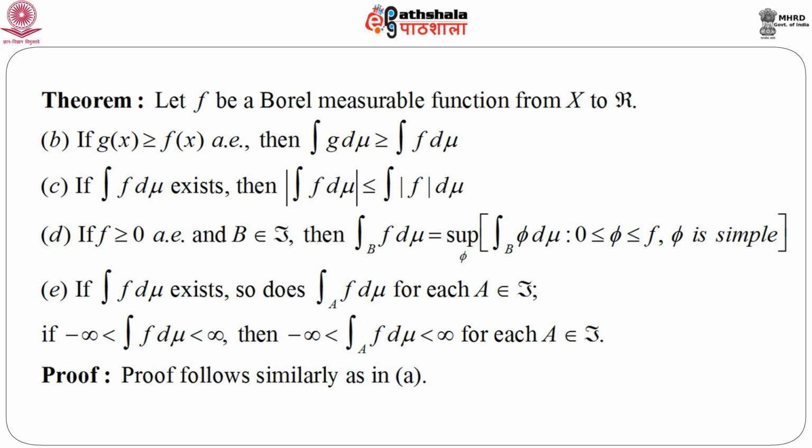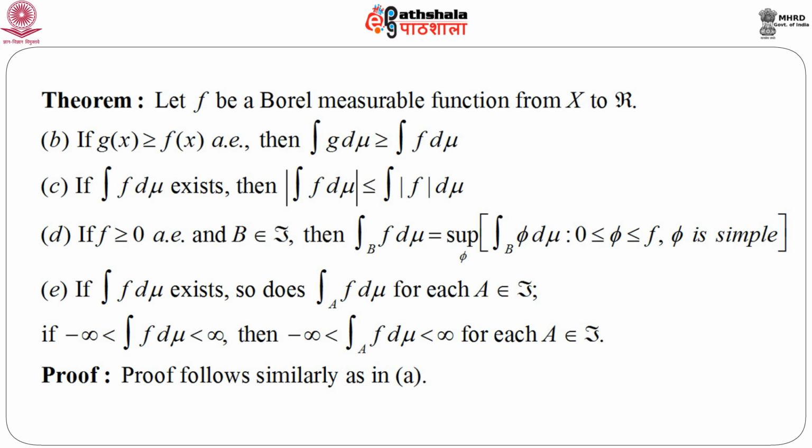And again, motivated by the previous theorem, we can write lots of statements about the integration of Borel measurable functions. Suppose g(x) greater than or equal to f(x) almost surely, then the integral of g d mu is greater than or equal to the integral of f d mu. If the integral of f d mu exists, then the modulus of the integral of f d mu is less than or equal to the integral of the modulus of f d mu. Similarly, if f is greater than or equal to 0 almost surely and B is a set belonging to script F, then the integral over B of f d mu is the supremum over phi of the integral over B of phi d mu, where 0 is less than or equal to phi less than or equal to f, phi being simple naturally.